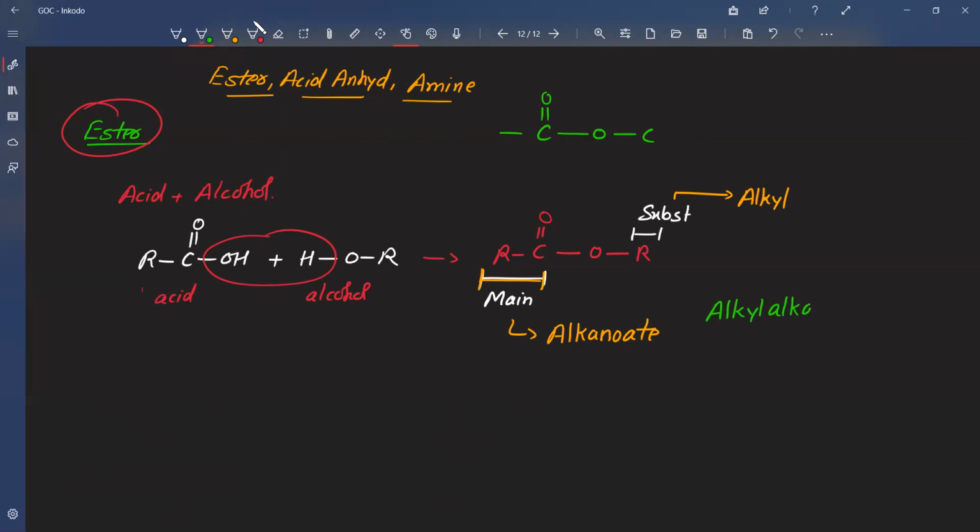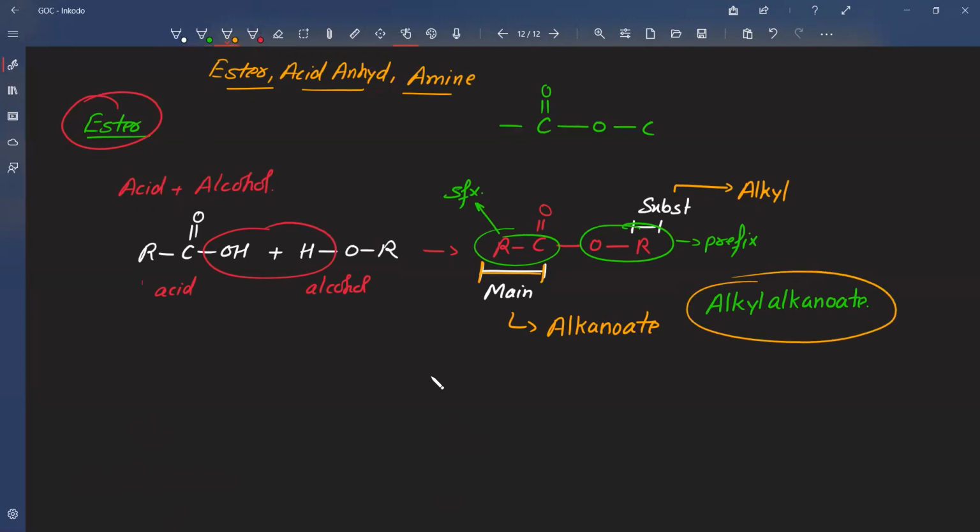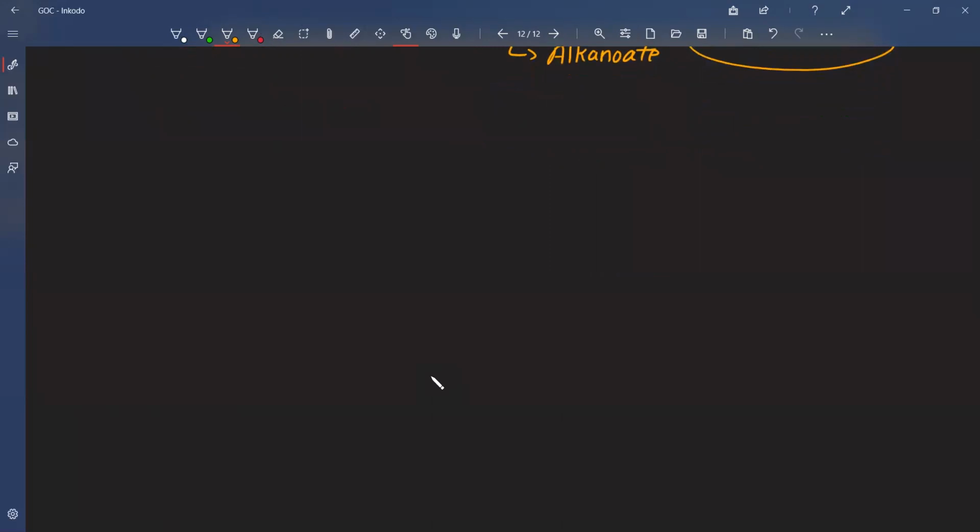Alkyl alkanoate. Right? That means the R which is with O will be the prefix, that is the substituent, and the R which is with C will be the suffix or the main chain. Okay. Right? So the name is alkyl alkanoate. This is the general name of the ester. So let's see a few examples.